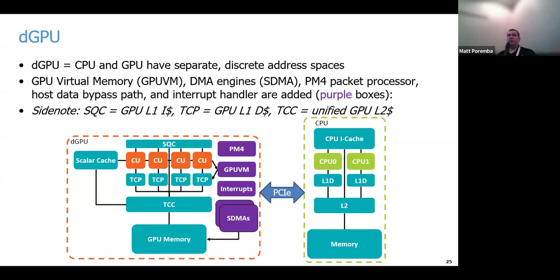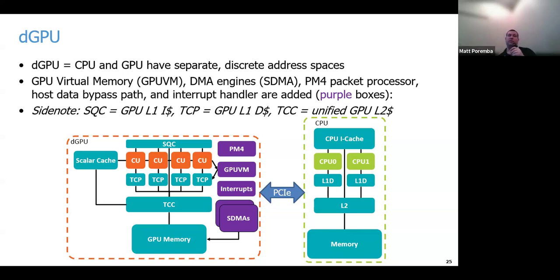This is contrasted with what we call DGPUs or discrete GPUs. And the reason we call discrete GPUs discrete is because in this scenario, the CPU and the GPU have discrete address spaces that are separate from one another. So the GPU will have its own virtual memory, GPU VM. It'll have special DMA engines, SDMAs, packet processors, et cetera, whose job is to essentially bypass and communicate with the host. And we also have an interrupt handler, all of these things are shown in purple.